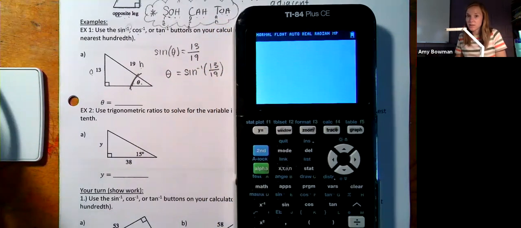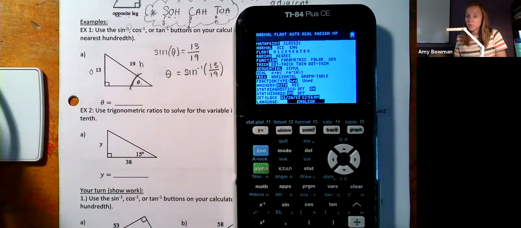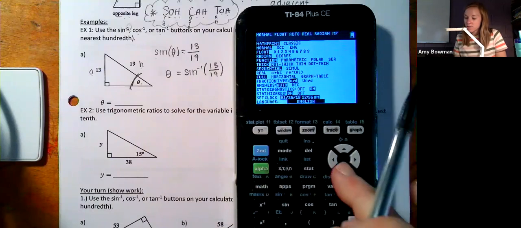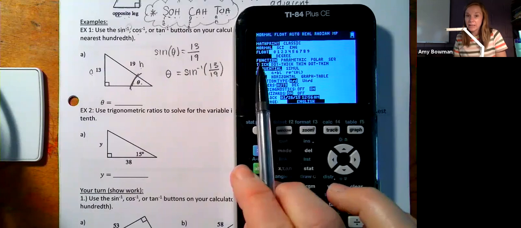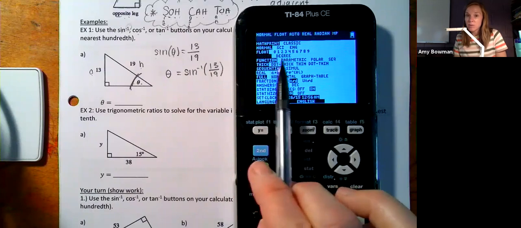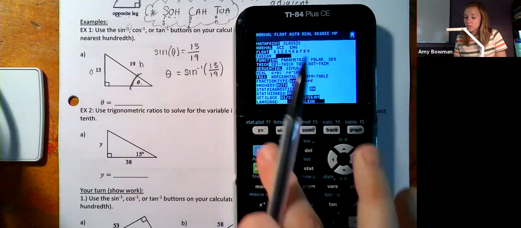On a graphing calculator or scientific calculator, the first thing is you need to make sure you're in degree mode. On a graphing calculator, when I hit this mode button right here in the top row and arrow down, it's currently highlighting radian. That means I'm in radian mode, but I want to be in degree mode, meaning I want my answers to be in terms of degrees. So I'm going to select degrees.